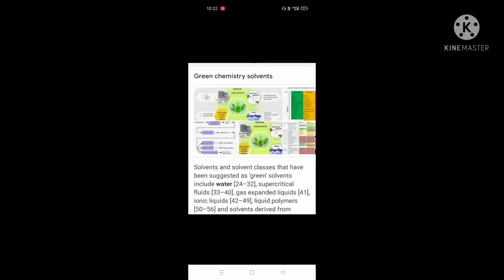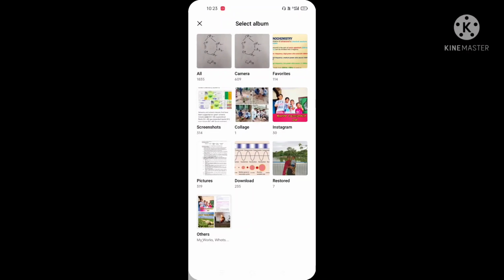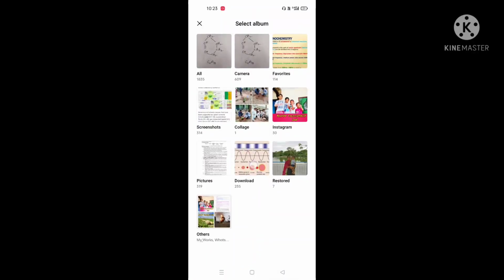Water is a solvent, so we take water. In some cases we use supercritical fluids, gas expanded liquids and ionic liquids. In some cases we use liquid polymers also. These are the solvents we use because they are less harmful chemicals. Also liquid fuel gases like CO2 and DMC.